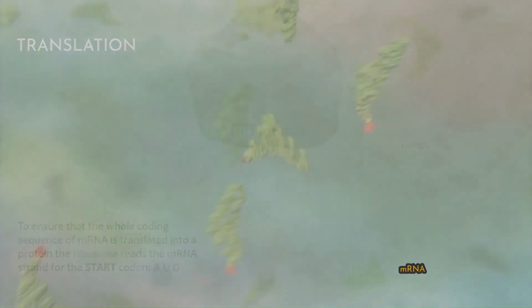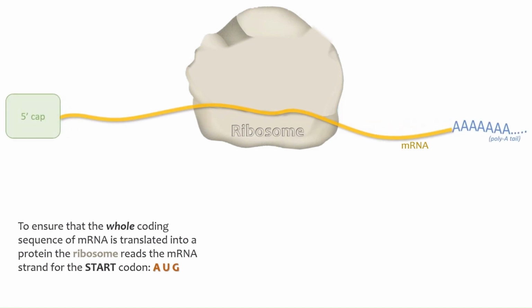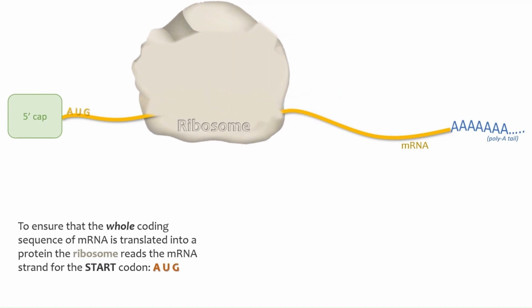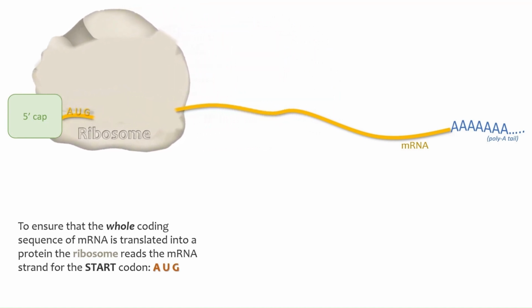So, to ensure that the whole sequence of mRNA is translated into a protein, meaning we are making sure that translation is not somehow starting in the middle of the mRNA sequence, the ribosome reads for a so-called start codon. A start codon is the sequence AUG, found right after the 5' cap, at the beginning of all mRNAs that are ready for translation.